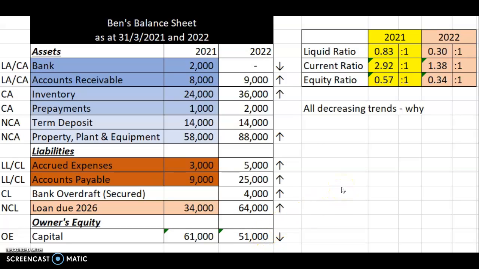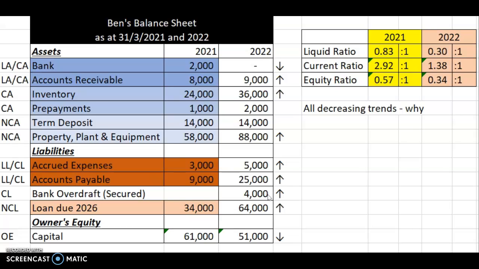So what's happened? Firstly, if we just look at the capital decrease here, it is probably that the owner's taken more money out in drawings than they've made in profit. By taking more money out in drawings, this has both decreased capital, but also decreased the bank account. And so that's a problem that leads to an easy solution of reducing drawings.